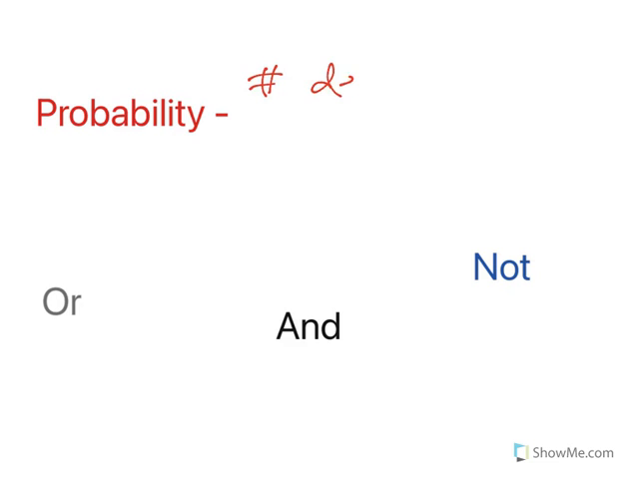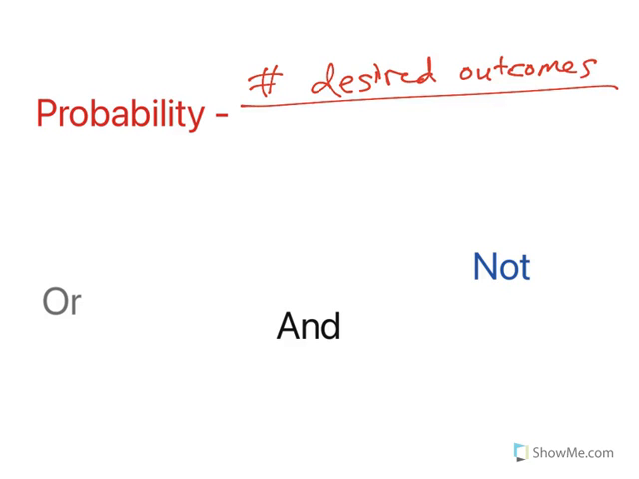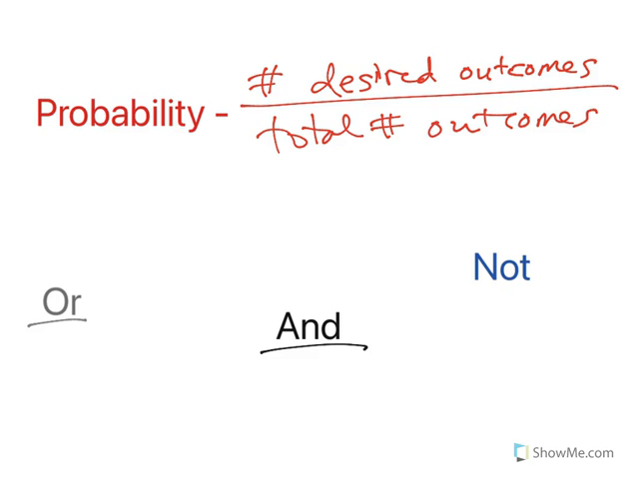is the number of desired outcomes. So what do you want to have happen divided by the total number of outcomes. So you're looking at the proportion of what you want to have happen over the total possible. So we have three things we're going to talk about today. Or, so this or that, and, this and that, and not, simply not that.